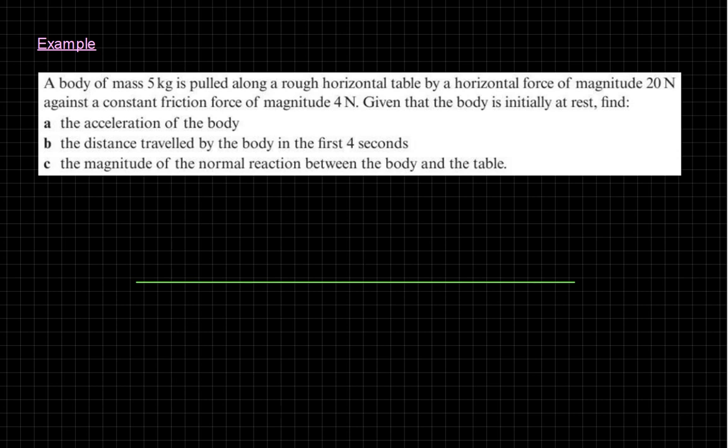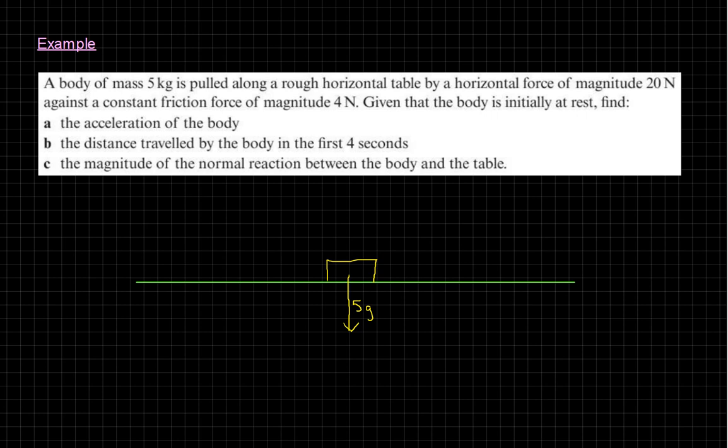Right. So we have here a body of mass 5 kilograms is pulled along a rough horizontal table. So I've already drawn a green line for the table. By body, it doesn't literally mean the body of someone, it's just an object, right? So let's draw this body. It has mass 5 kilograms. So immediately what we can do is draw on the weight, the weight force. If it's 5 kilograms, then its weight is 5 times g, which is 9.8.